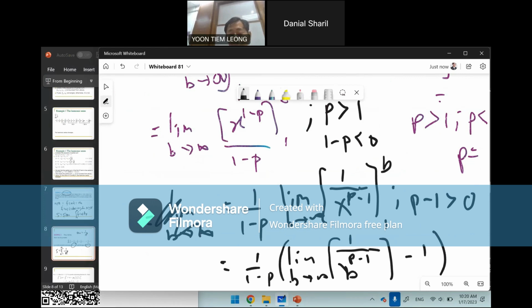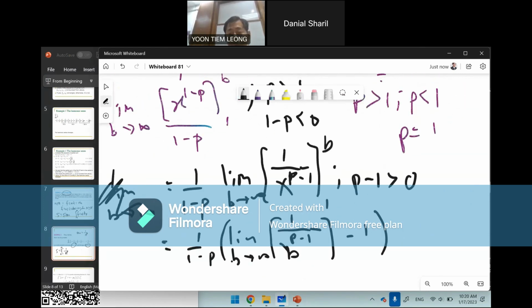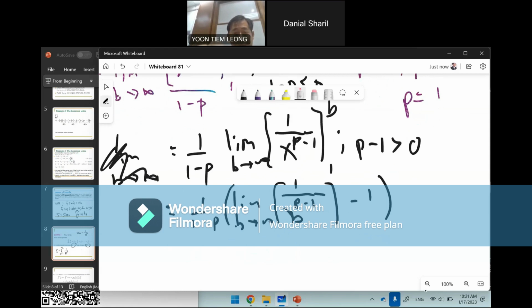Okay, so the 1 that appears here is coming from here, right? What it means is that you replace x with 1 here. So 1 raised to the power of p minus 1 is 1, right? 1 raised to any power will always be equal to 1. Okay, so now we are almost there.